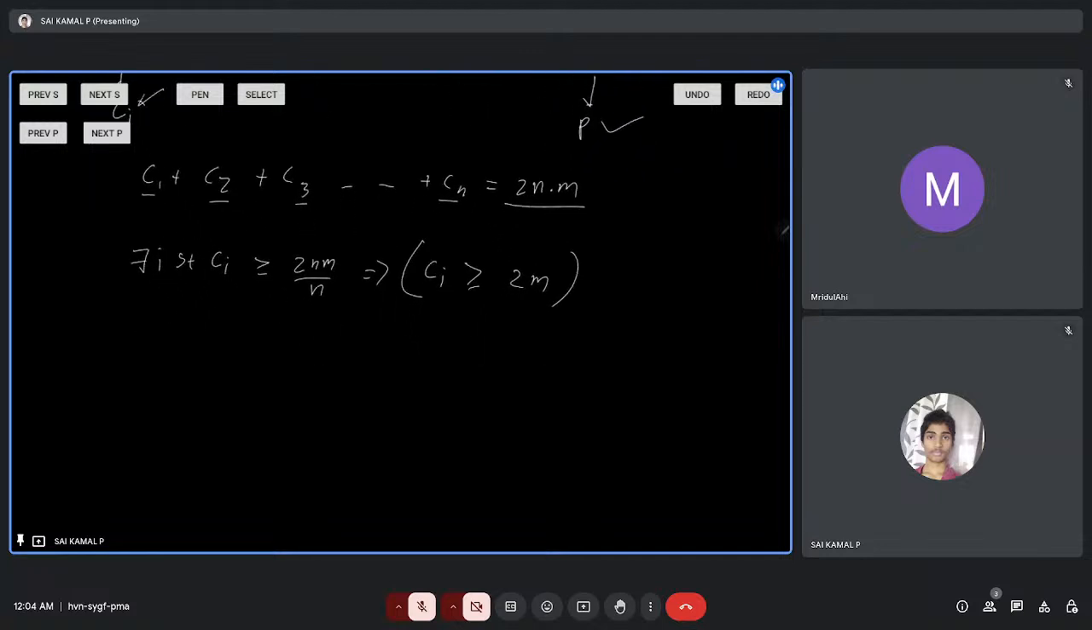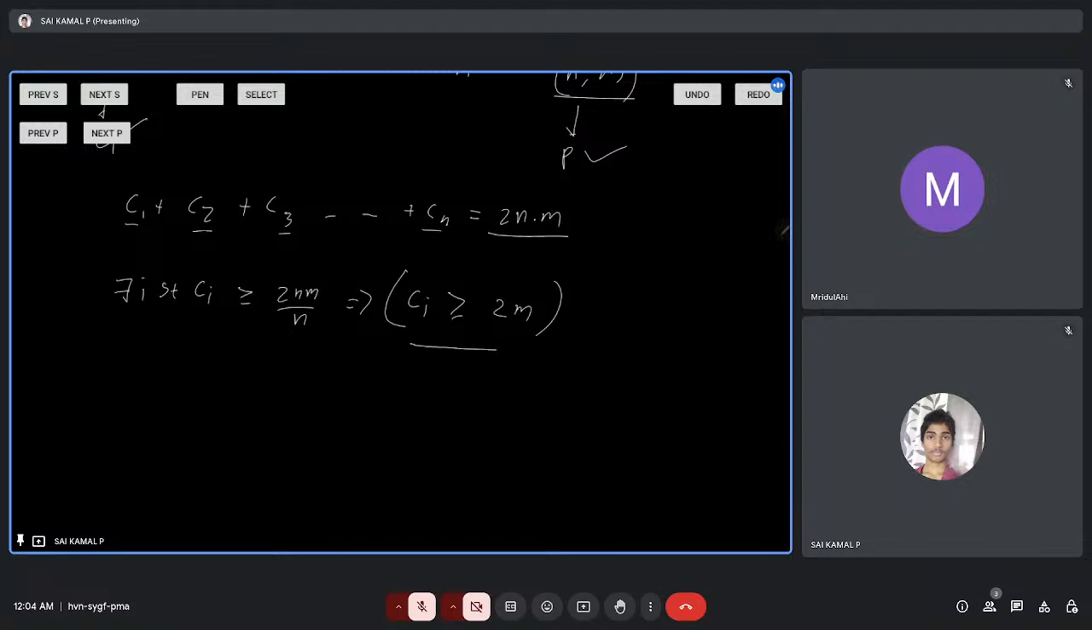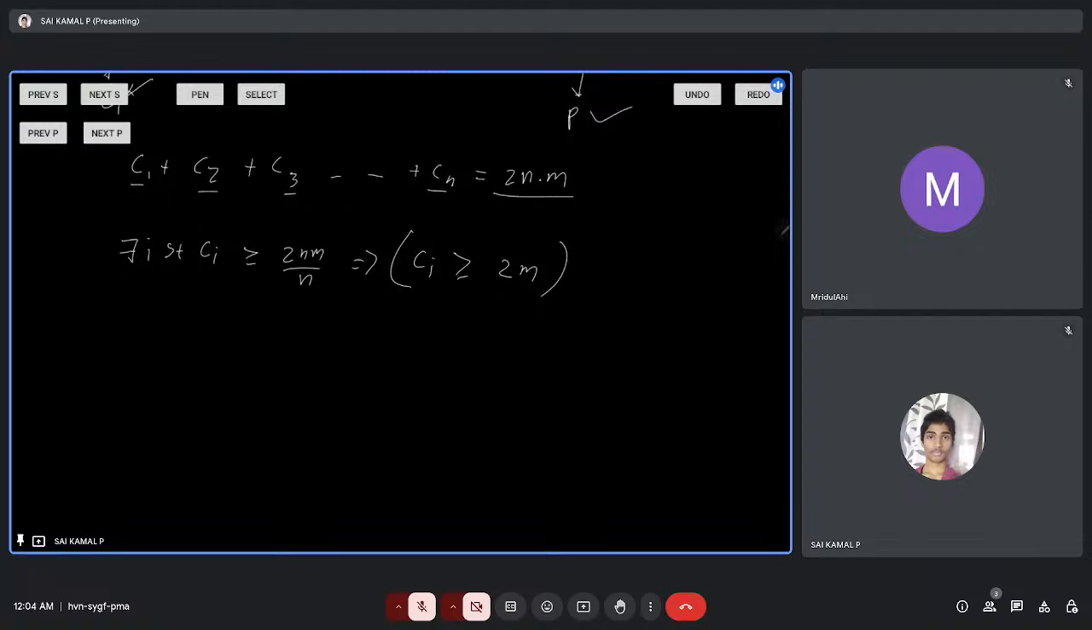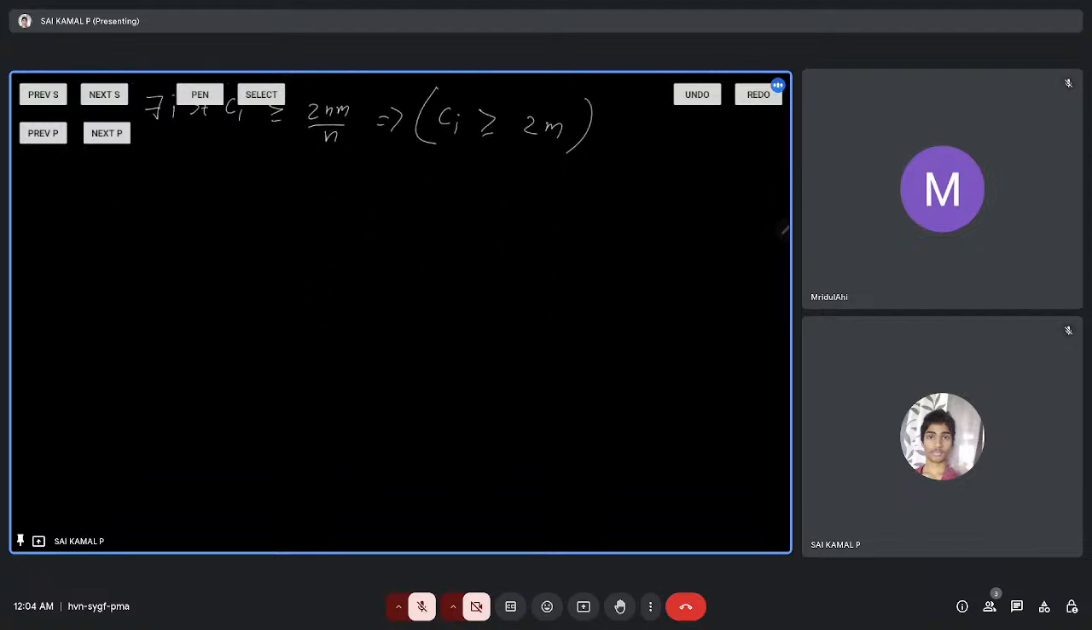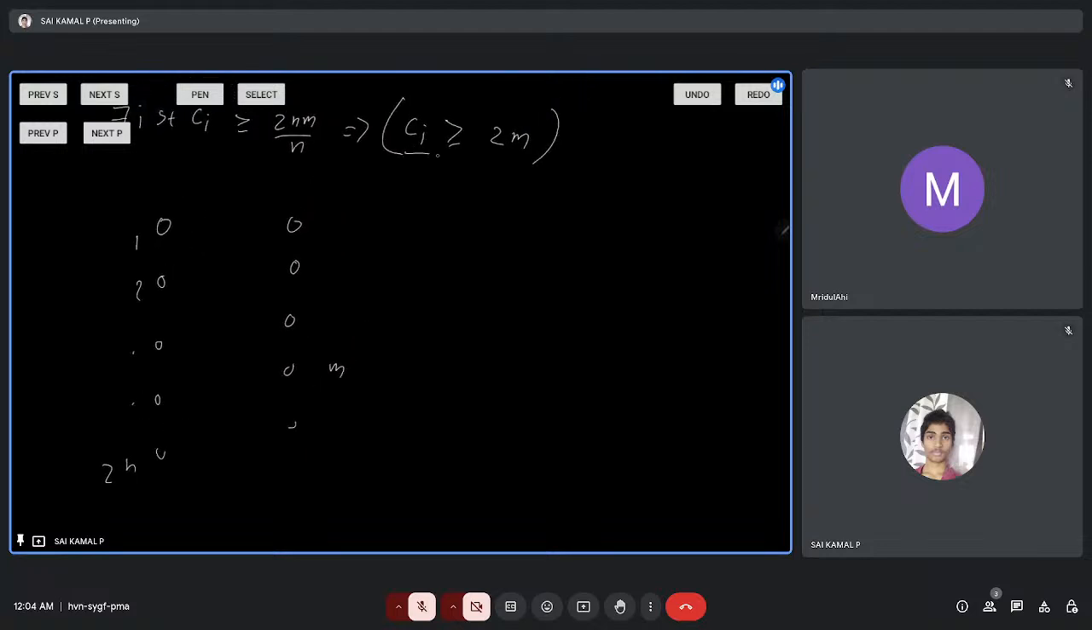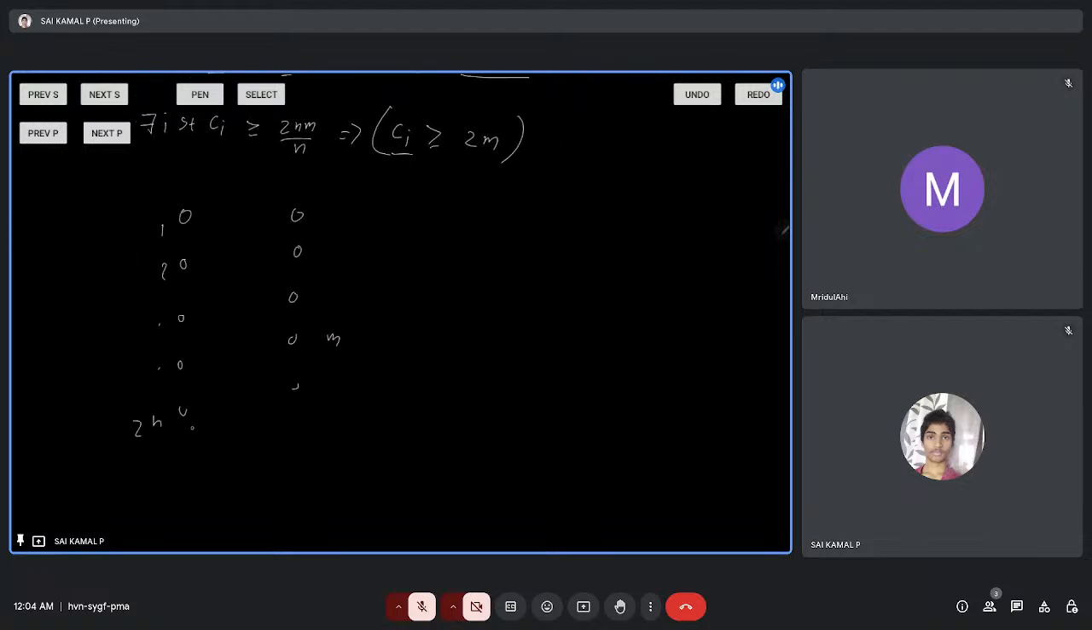So now we show that if Ci is greater than or equal to 2m, let's imagine this case. You have n nodes over here, 1, 2, 3 and so on up to n, and you have 2n, and you have m nodes over here. What if you are using Ci number of colors? What would be the number of edges required in this graph if you were to make a tree, a bipartite tree in this graph?